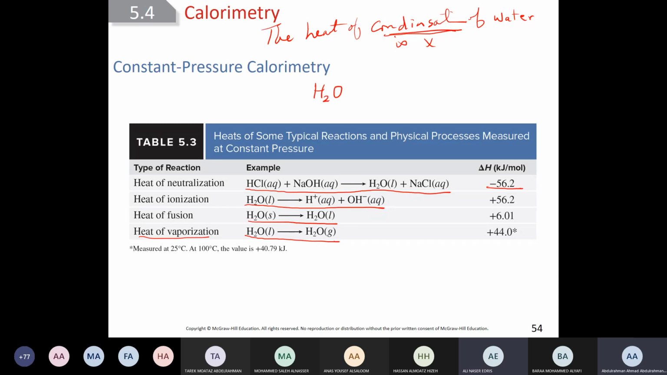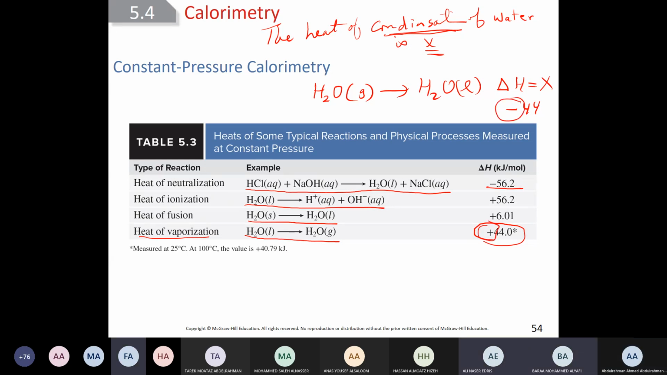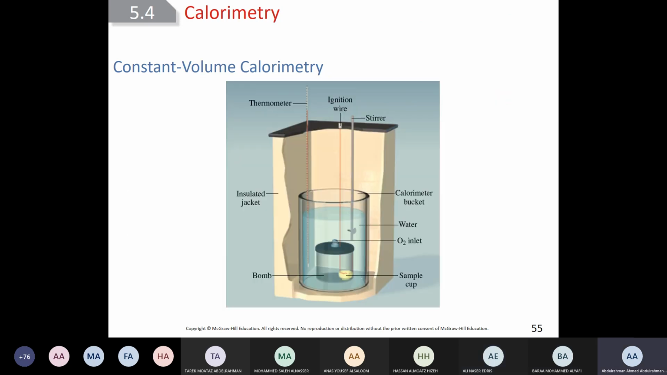From gas to liquid. Exactly, from H2O gas to H2O liquid. And what's delta H? Minus 44. In this case it's X, but actually it is minus 44 kilojoule. Why did I write minus? Because we reverse the reaction. We reverse the reaction. Very good.